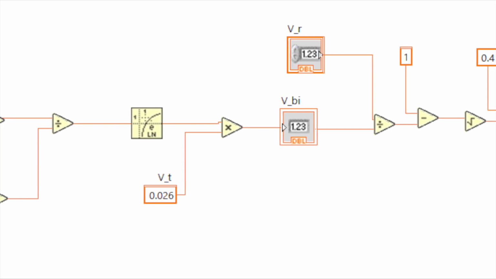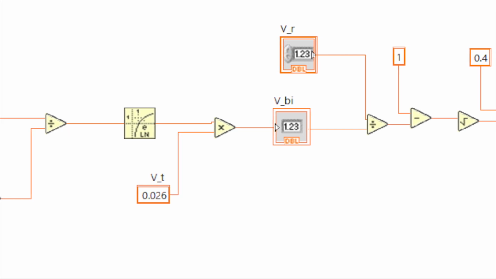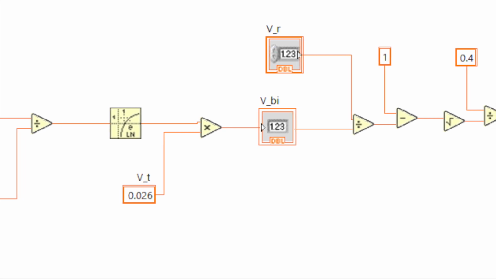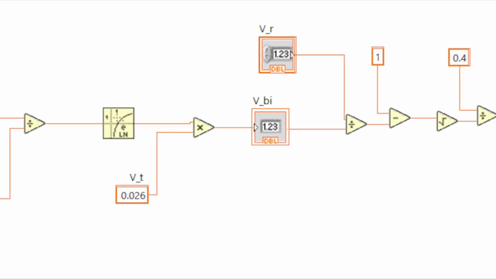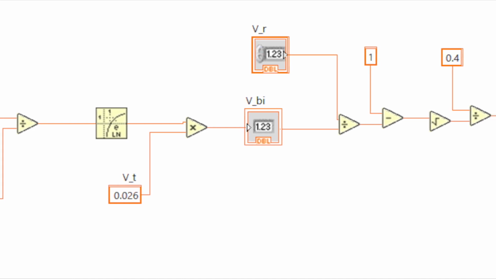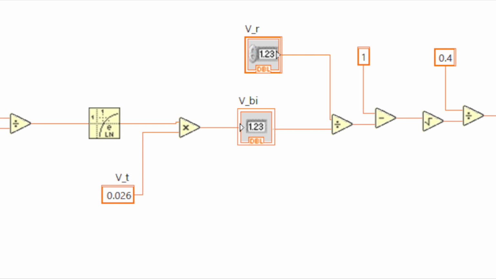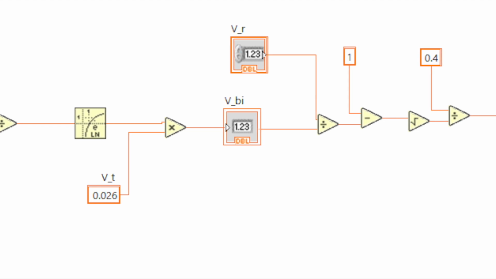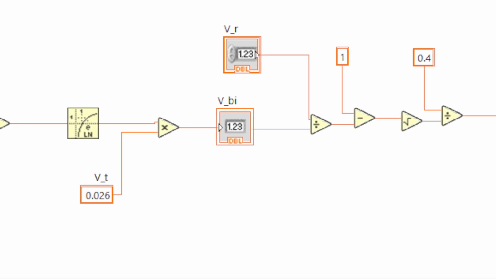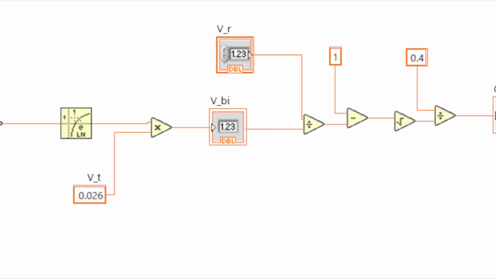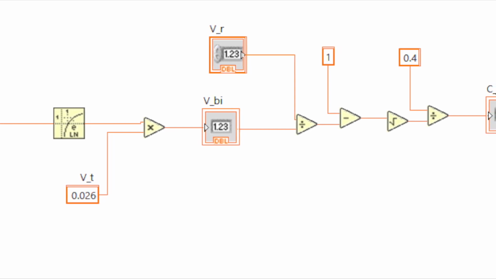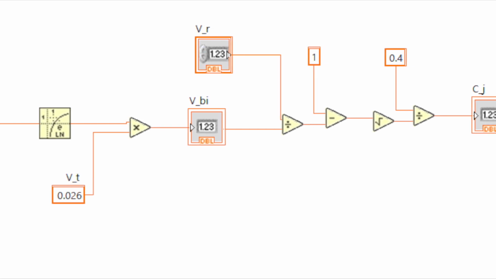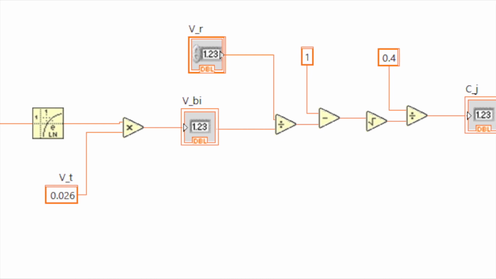Then the output of that plus another constant that I had labeled as VT go into a multiplication operator again, and the output of that went into that V_BI graph, and that is shown over on the front panel screen as well. The output of that and the VR, which is also shown on the front panel screen, you can also see go into a divider.